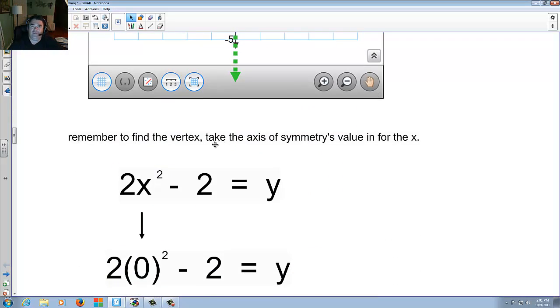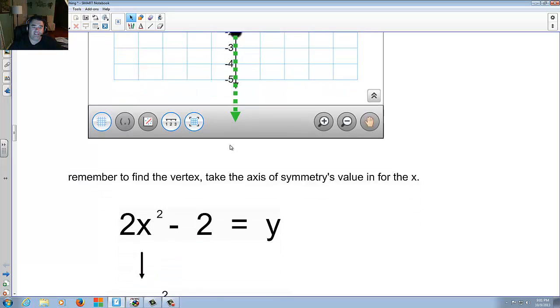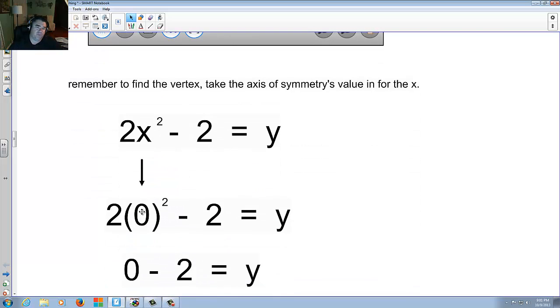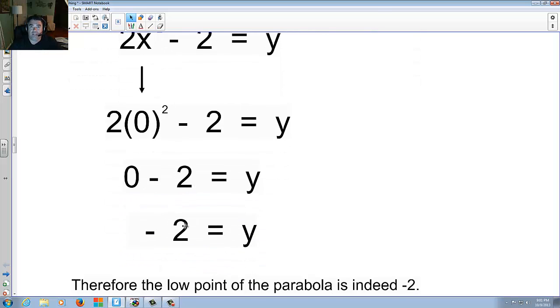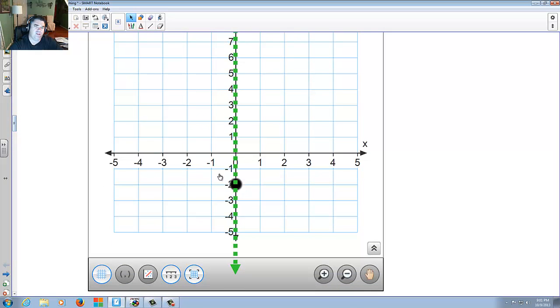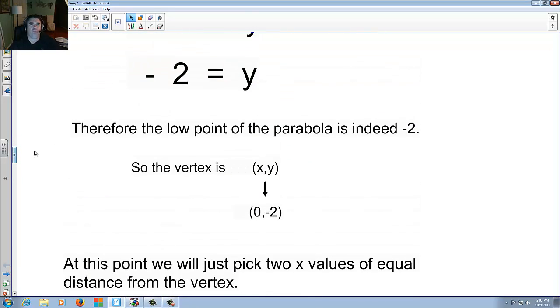Now remember to find the vertex, take the axis of symmetry's value in for x. In other words, now that I figured out that the axis is at 0, I'm going to drop that in there. 0 squared, of course, is 0, times 2 is 0. 0 minus 2 equals y. 0 minus 2 is -2, therefore it's going to be 2 down, which is fairly self-explanatory as it's already on the intercept there. So we know the low point is 0, -2.